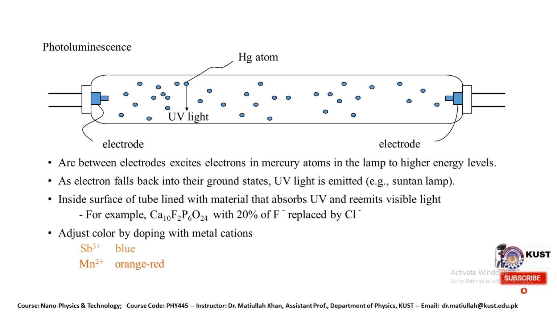So this is actually an indirect process for the creation of photons, and one of the important optical properties of the material is that we can adjust its color by doping with metal cations, especially Sb3+ or Mn2+.